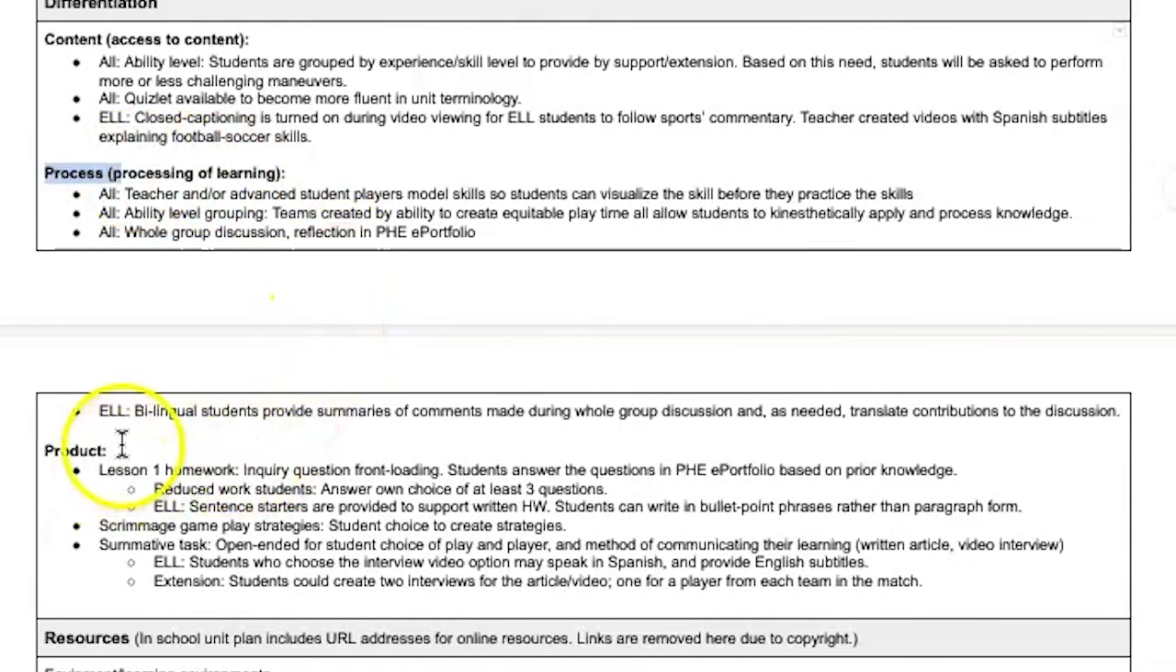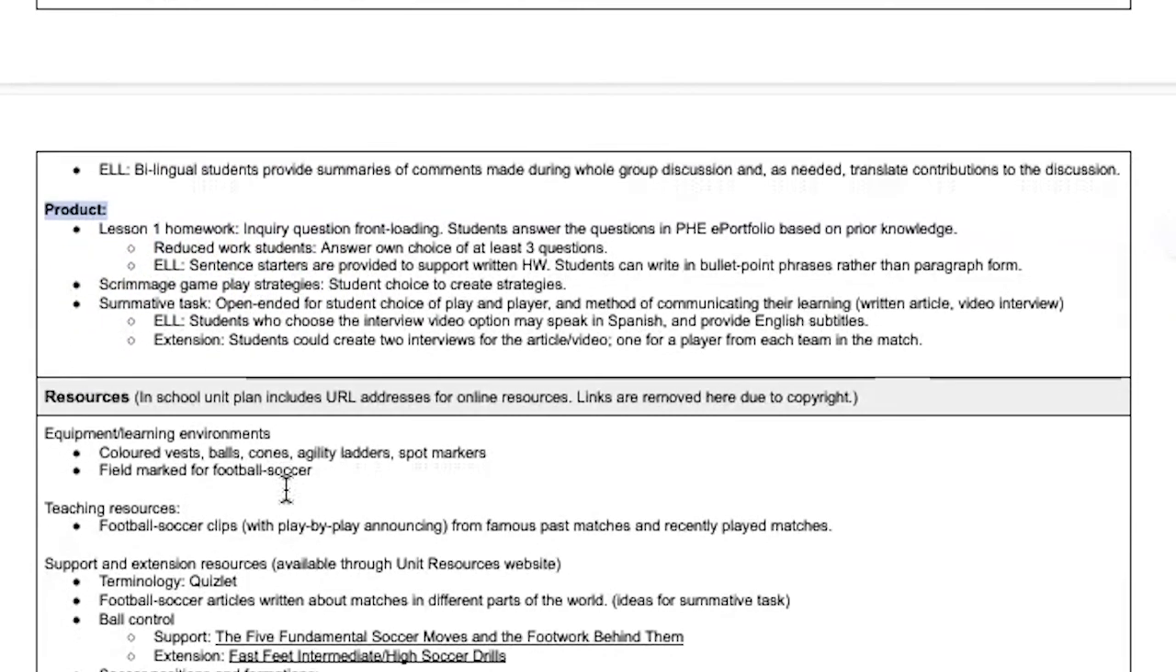And then the product, mostly in terms of voice and choice. How will the summative task be differentiated to allow for different methods of expressing and demonstrating their summative learning? So this might be for all students. How is it differentiated for all students, but also particular students?